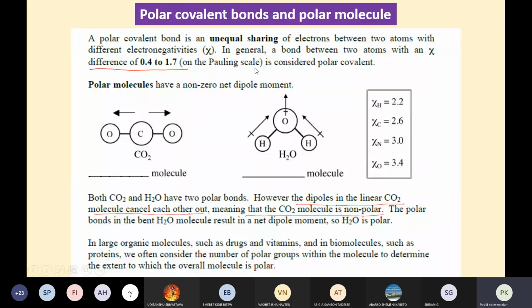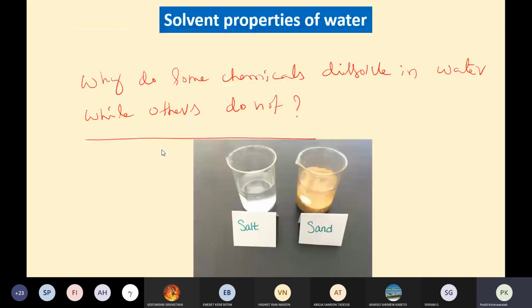And as you can see here, in any molecule, if the two atoms have an electronegativity difference between 0.4 to 1.7, then we consider that a polar covalent bond. But the only difference is that water is polar, but carbon dioxide is non-polar, because in case of carbon dioxide, the molecule is linear, and therefore the dipoles in the carbon dioxide molecule cancel each other. So as a result, that gives the non-polar nature to the carbon dioxide molecule.